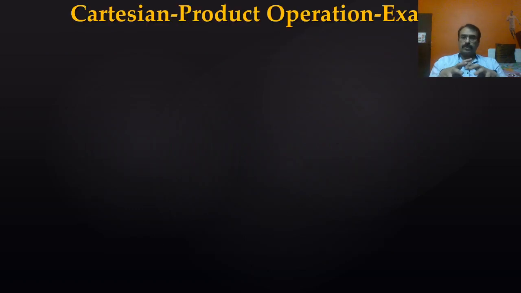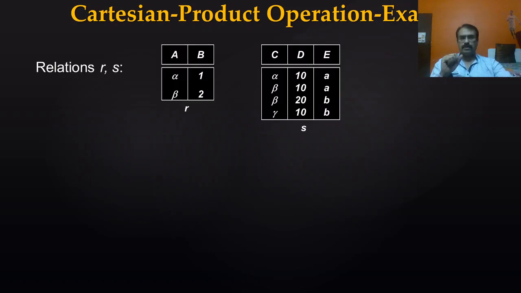Now coming to the most important aspect in our discussion of relational algebra, that is the Cartesian product operation. This Cartesian product operation is the operation which you have already learned, that is the cross product. In this case, say there are two relations R and S. What will happen here? The multiplication of these two will take place.